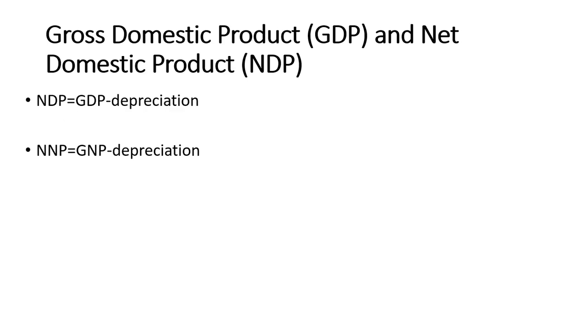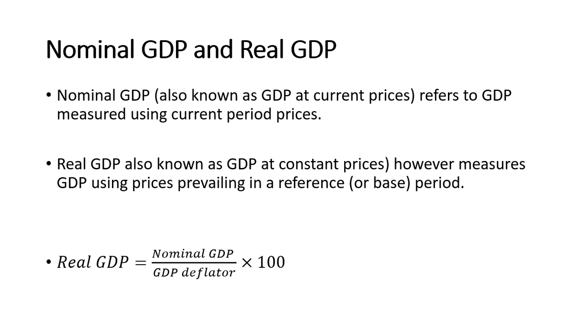The real GDP allows us to compare the GDP of one year to another. So if there is an increase, then we'll be talking about economic growth. If there is a decrease in real GDP, then we'll be talking about economic decline or decay.